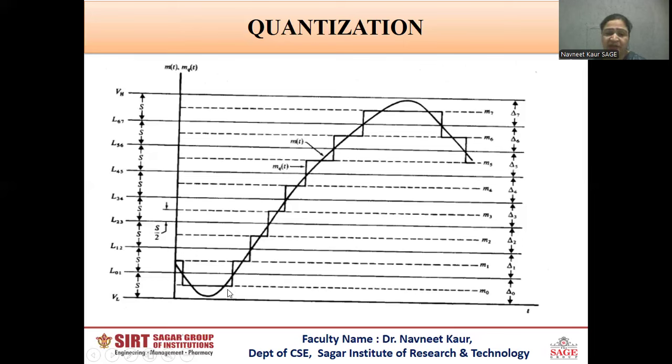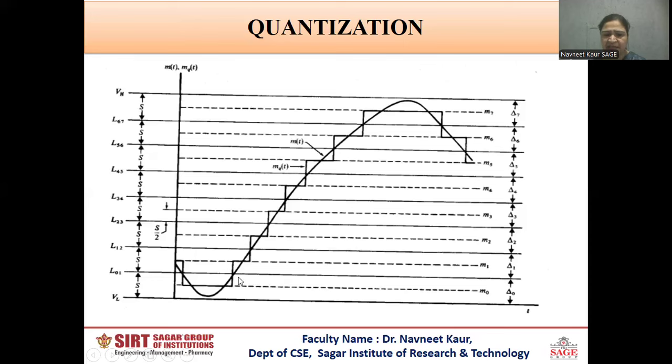That means we are approximating any sample to the nearest quantization level. It is same as like in layman's language, we round off any decimal value to the nearest integer value. That means we can say 2.4 is approximated to 2, 2.3 to 2, whereas 2.7 and 2.8, they are approximated to 3. Likewise, here also, whenever any sample is nearest to any quantization level, it will take its value equal to that level.